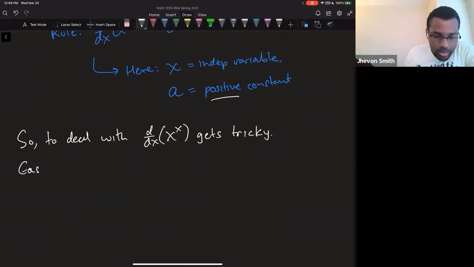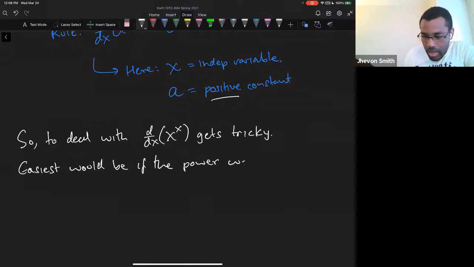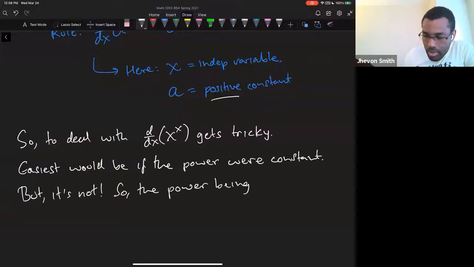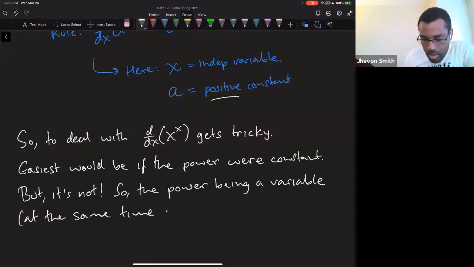The easiest thing would be if the power were constant, we can apply the power rule and get on with our lives. But it's not, of course. So the power being a variable at the same time as the base is an issue.